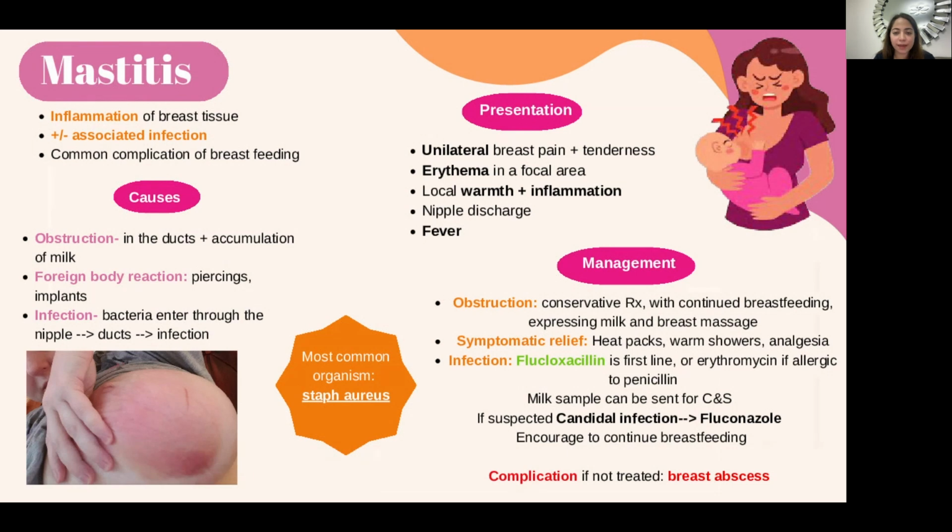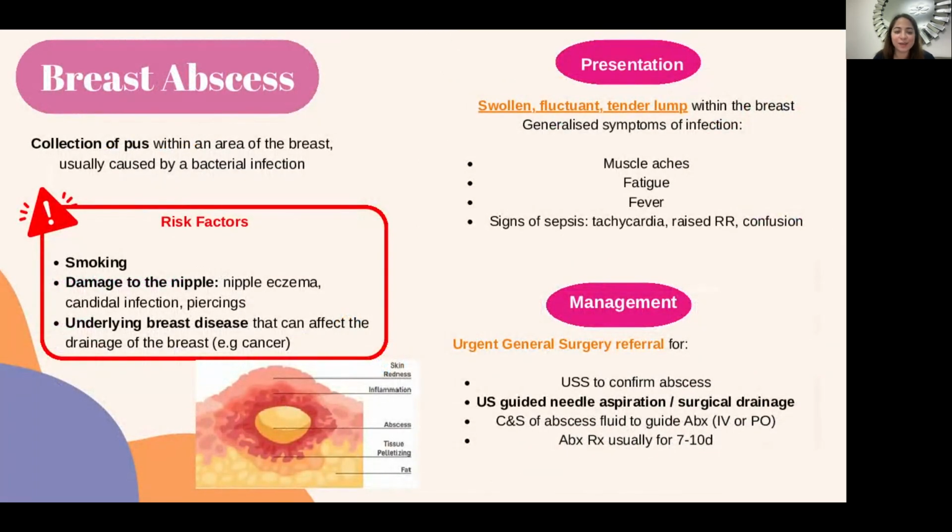Okay, so going on next then to breast abscesses. A breast abscess is essentially a collection of pus within the area of the breast, and usually caused by bacteria. There are actually some risk factors for breast abscesses. Smoking, if there's damage to the nipple, especially if patients have eczema, or, as I said, foreign bodies and things like that, or if they have underlying breast disease that affects drainage and can cause obstruction. Obviously, if there's cancer or, as I said, the foreign bodies, they can cause obstruction. So that's good to be aware of.